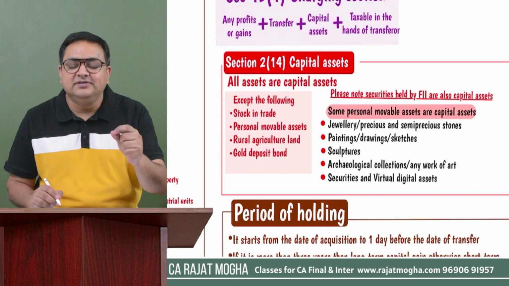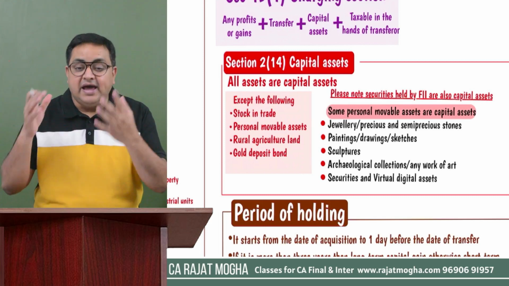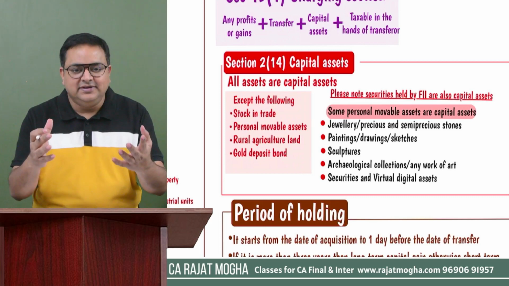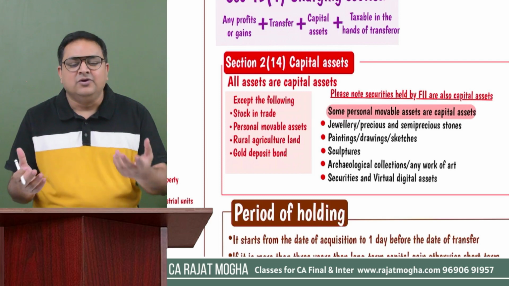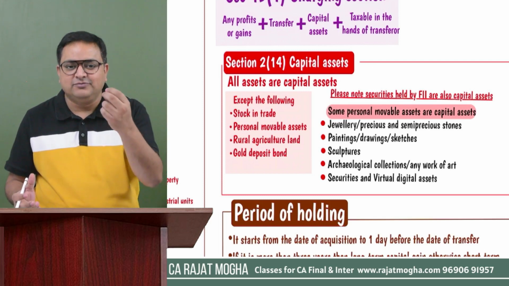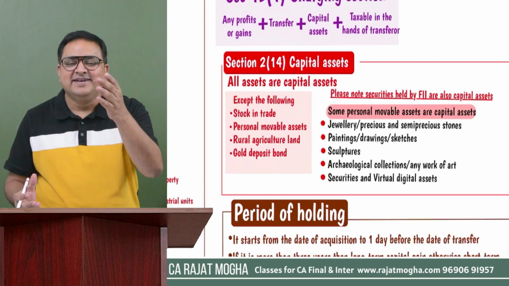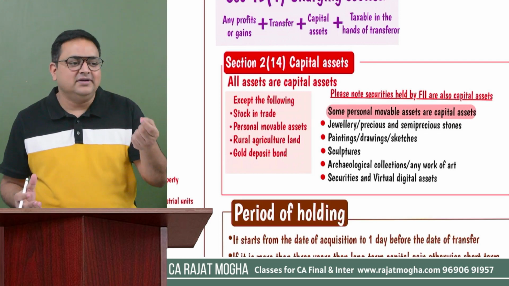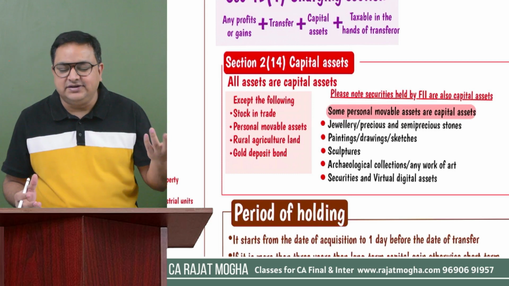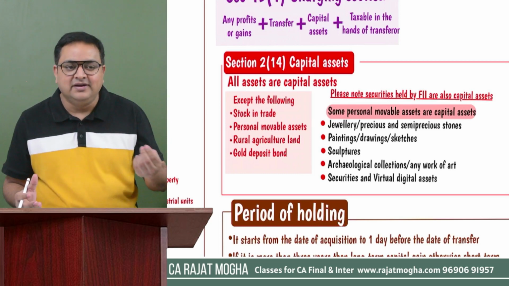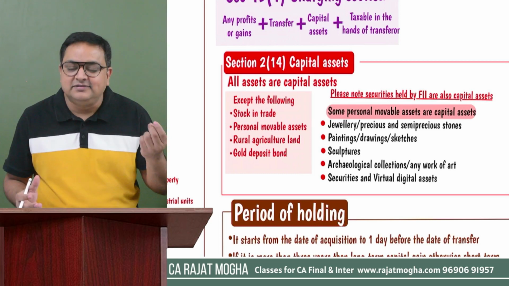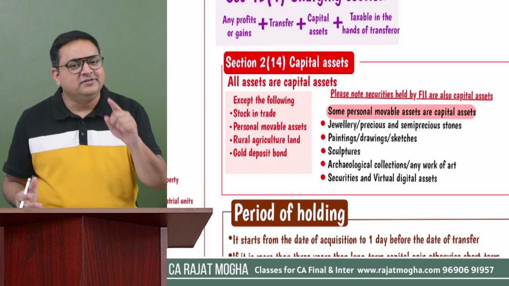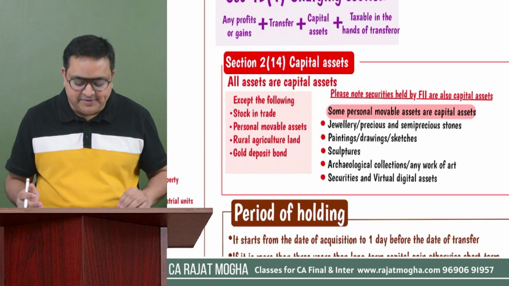But if it is a personal movable asset, like my laptop, my camera, these are all personal movable assets. Although I use my camera, I should not count it in that case because I'm using it in my profession. So let's say my home furniture, that is a personal movable asset. My personal car is a personal movable asset. So on personal movable assets, we don't calculate capital gain.